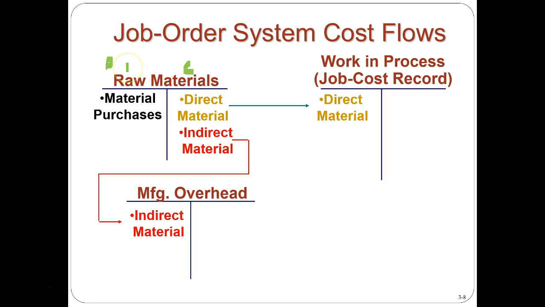Assets have debit balances. How do we make something go up? We do the same thing to it. So debits make asset balances go up for the most part, and credits make them go down. Therefore, when we purchase raw materials, we're going to debit raw materials. We're going to credit cash when we purchase it. We've got it in raw materials.